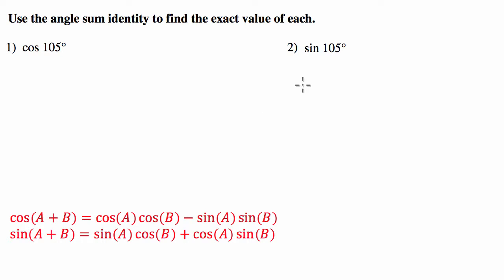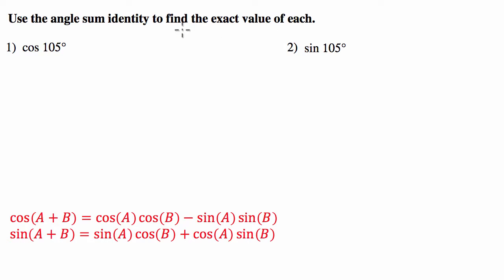Hi guys, today we're doing some trigonometric identity problems. These problems involve the angle sum or angle difference trigonometric identity, and I've listed for both of our benefits the two trigonometric identities down the bottom here. So we've been given these two trigonometric ratios, sine of 105 degrees and cosine of 105 degrees, and we've been asked to find the exact value of each.